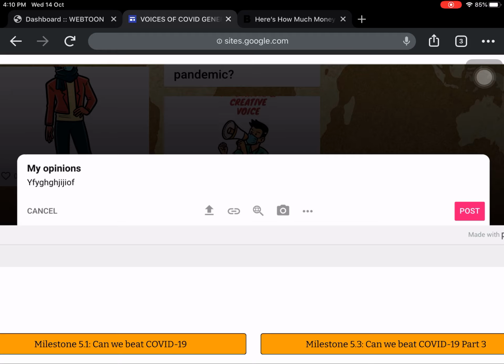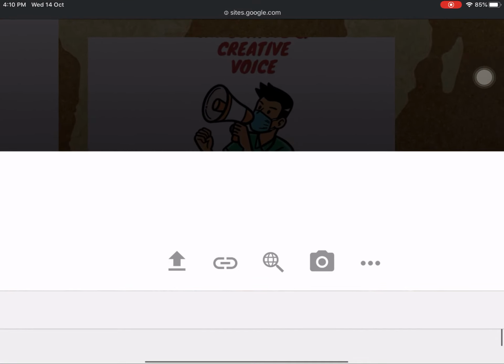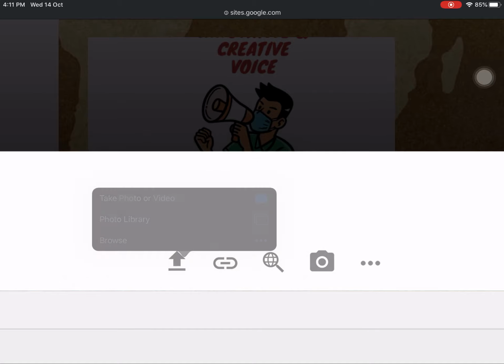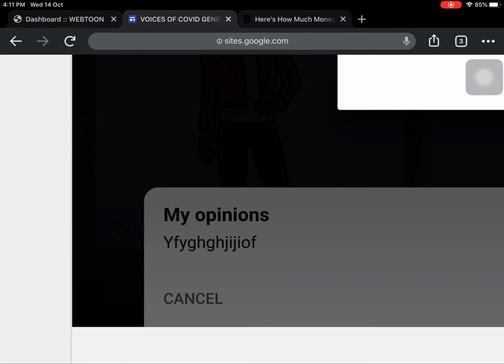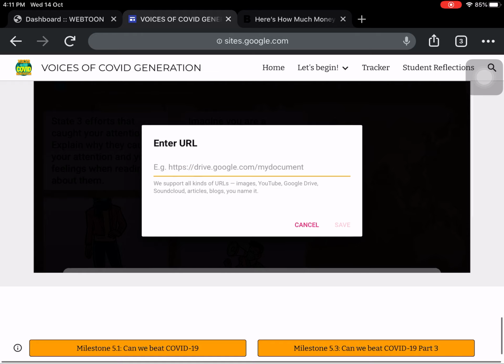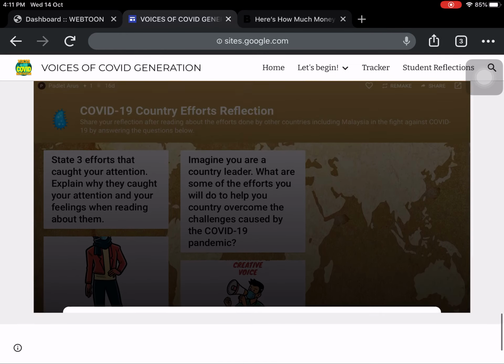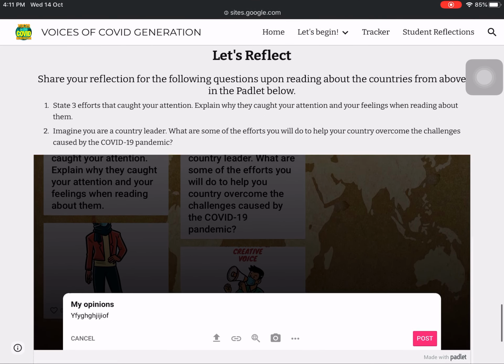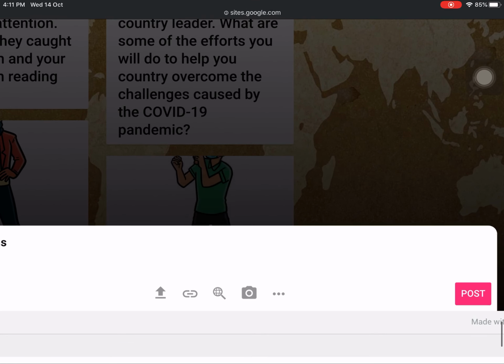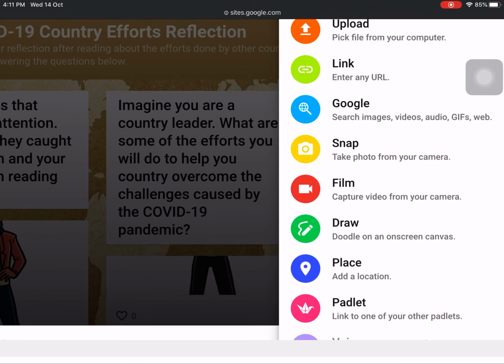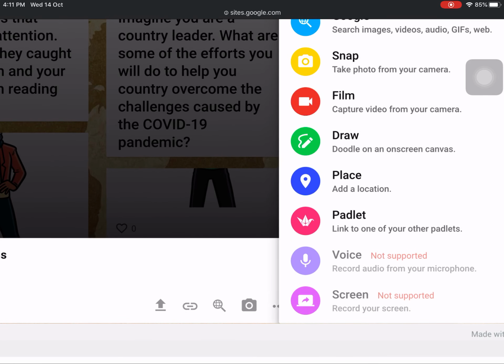Okay, once you're done, if you look at the symbols here, this is to upload a picture or a file, okay? Here you want to share a link based on something interesting that maybe you found, okay? Down here, the globe picture would be, I think, a website. Camera will be you take a picture immediately and upload it on the Padlet. These few dots are a few other things that you can do. Okay, you can doodle on the screen, link it to other of your Padlets.